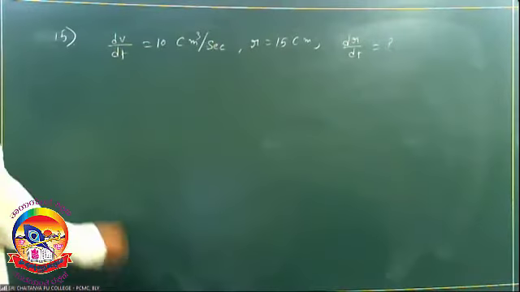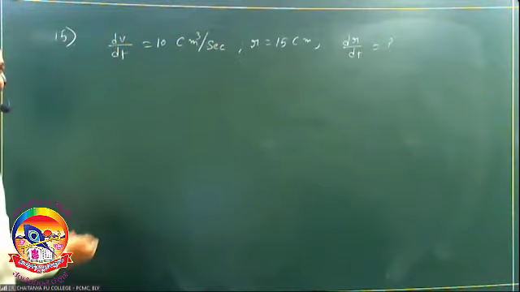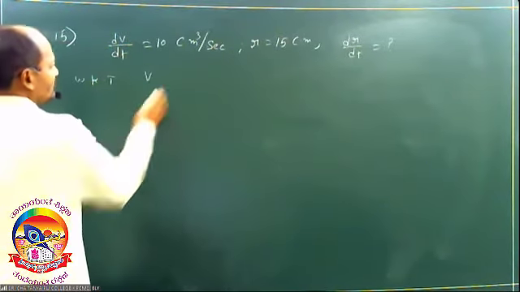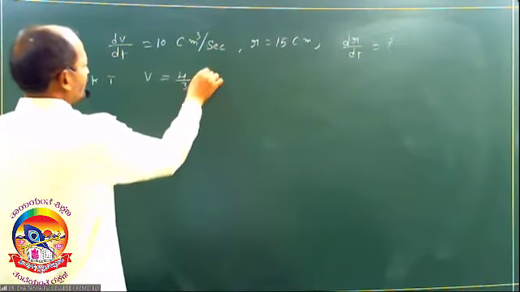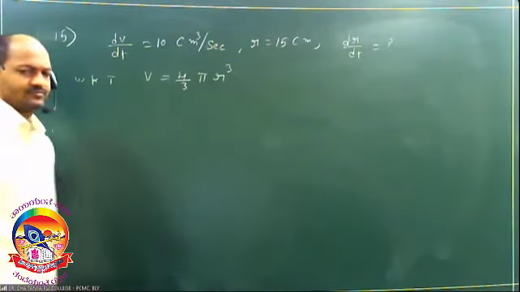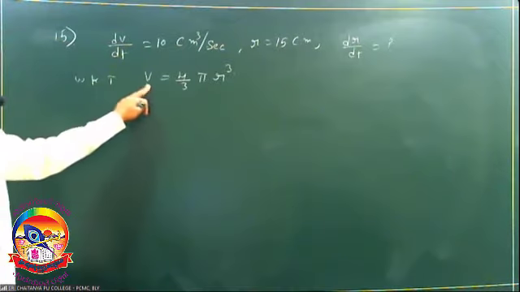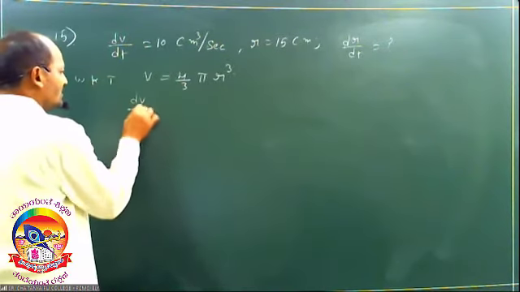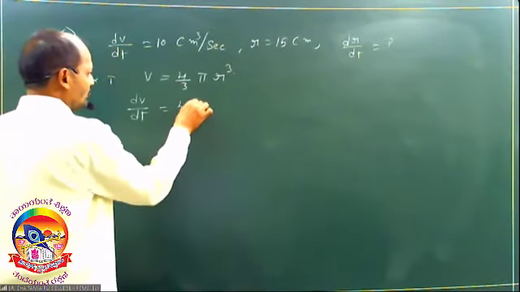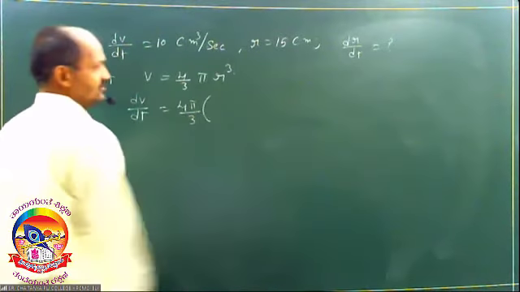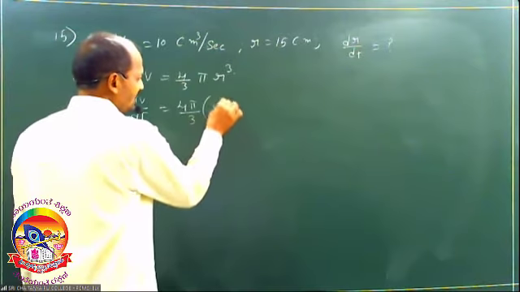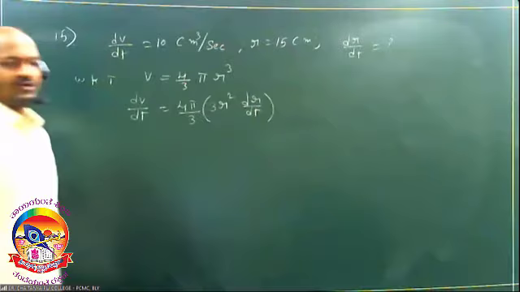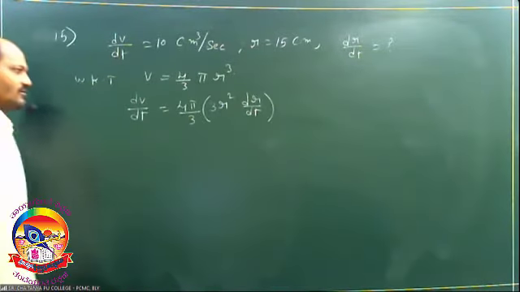We know that the volume of the bubble, bubble means it is a sphere. We know that volume V is equal to 4 by 3 pi r cubed. Volume of a sphere or volume of the bubble. So dV by dt is equal to 4 pi by 3 into 3 r square dr by dt.